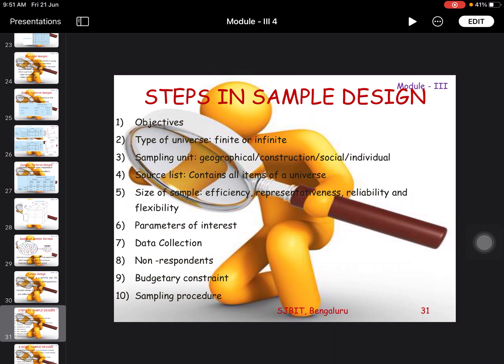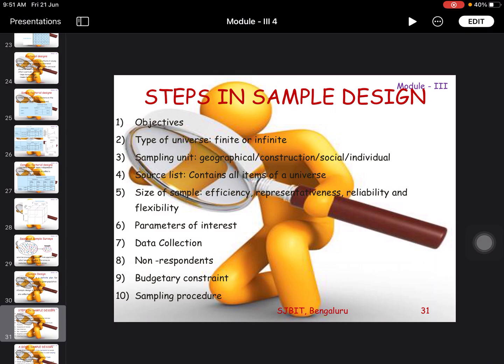Then the sampling unit: what are the geographical, construction, social and individual aspects of it. Source list also contains all the items of a universe. What are the sources from which it is taken? Size of the sample defines what the particular size of the sample is by its representativeness. Then there is the reliability of it, and also the flexibility with which it has been picked as a sample, and also the efficiency of the sample matters.